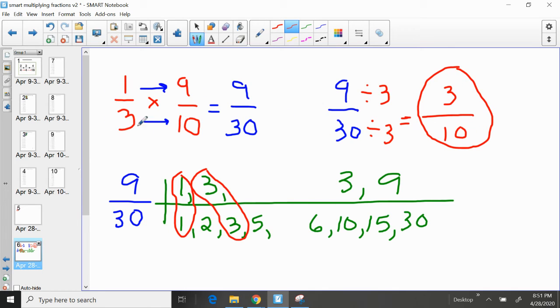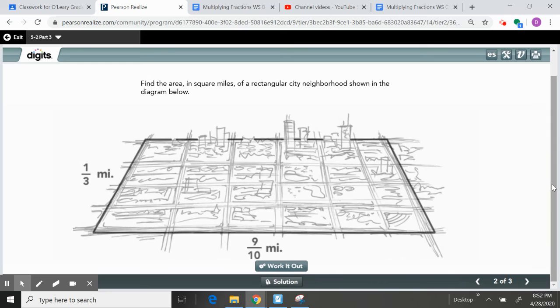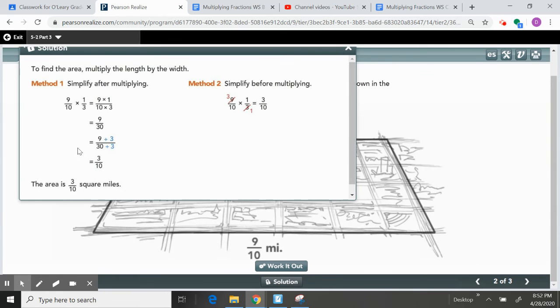3/10. You started from the original problem. 1/3 times 9/10 equaled 9/30. Find the greatest common factor of 9/30. That was 3. Use that greatest common factor to reduce that fraction, 3/10. Okay, if we check back here, the solution shows you, just as Mr. Leary showed you, your final answer would be 3/10.